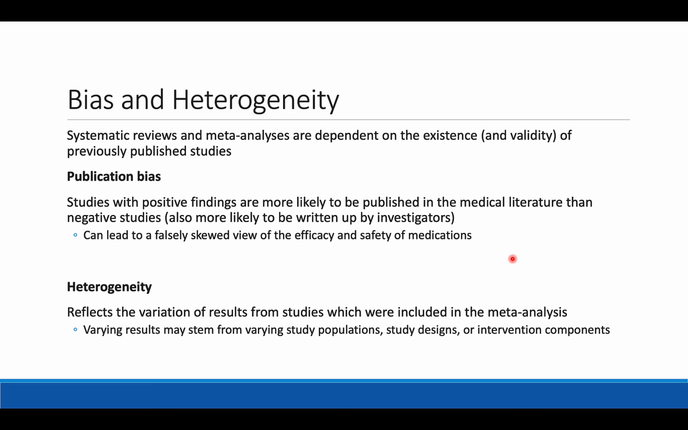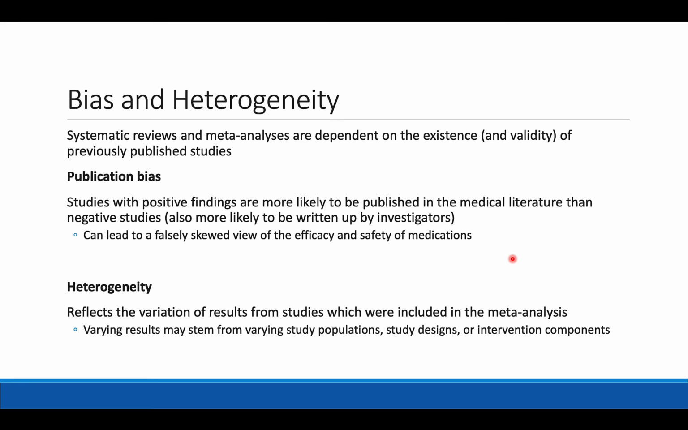There's also publication bias, which will really impact our results. Publication bias, as we had mentioned earlier on in the semester, is when studies with positive findings are far more likely in the medical field to be published than negative studies. Positive studies are far more likely to be written up by study investigators, and if you have a negative study, you might not have the motivation to publish that.